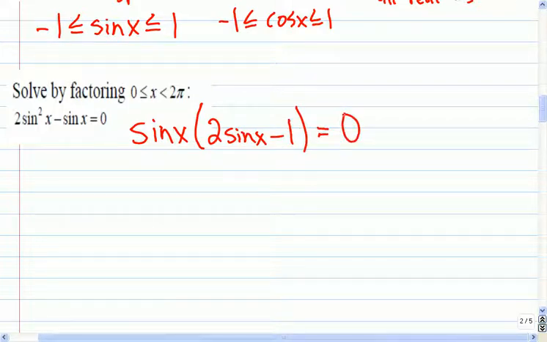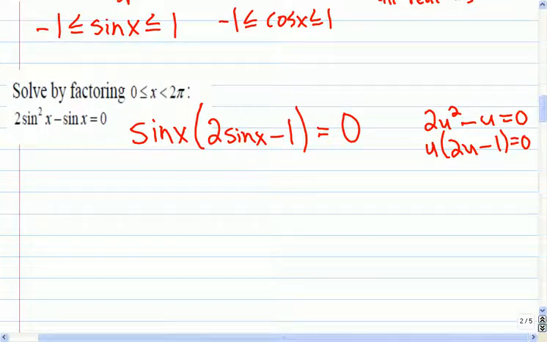Okay, so if you factored it, I know it's weird because you're factoring the sine, but this is just like thinking about factoring 2u squared minus u. So then we would have a u up front, like this. If you have trouble working with sines, cosines, tangents and that, you could try working with another letter instead. But this is what I get, which should give me two equations.